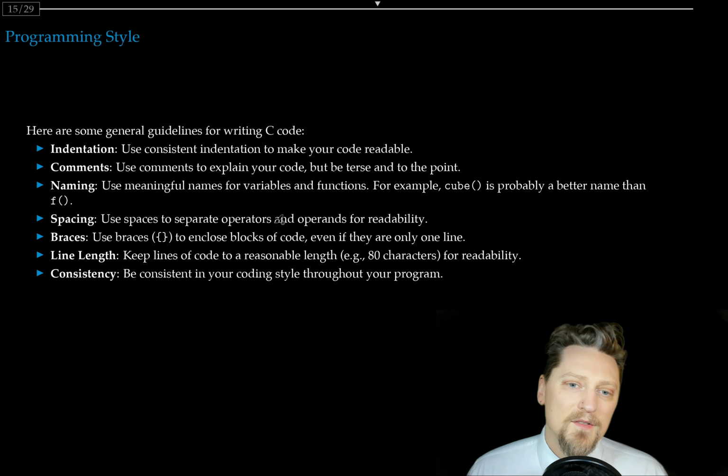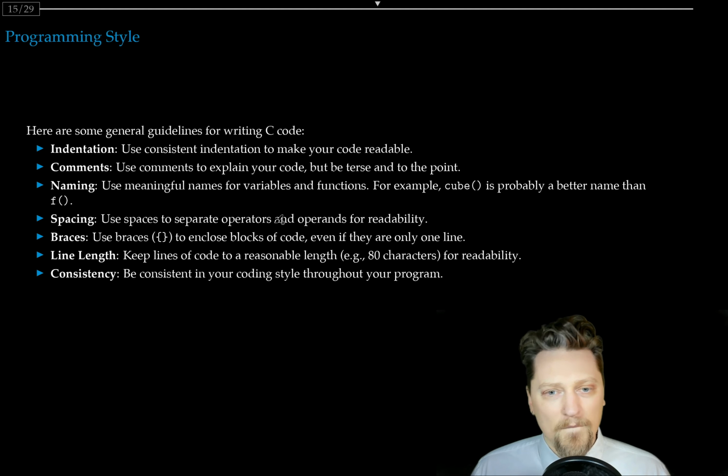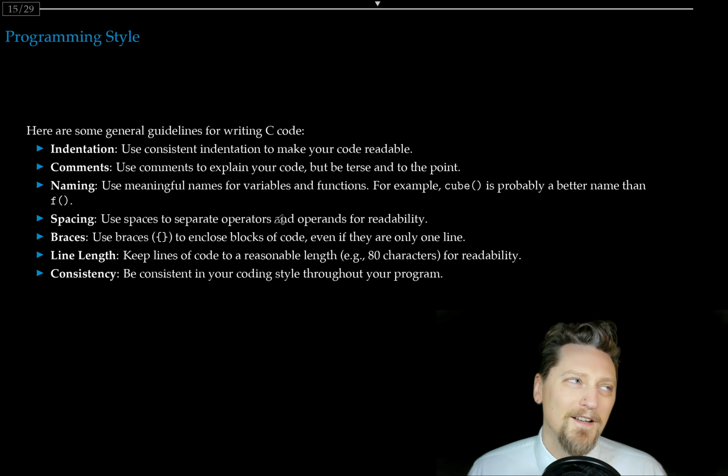Comments. Use comments to explain your code, but be terse and to the point. Putting in a comment after x equals 3 that says x is equal to the value of 3 is not a useful comment. So we try to avoid those sorts of comments, but we try to leave behind as much information as we can to be useful to somebody trying to read our code later, which might even be us later on. Most often it is.